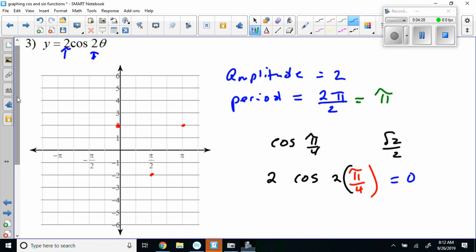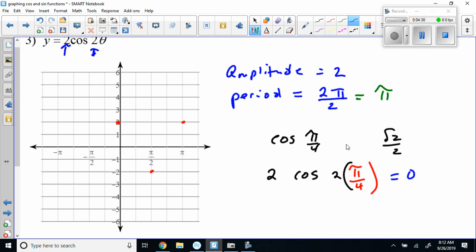Now, let me show you something. What is 2 times pi over 4? That's really pi over 2, right? 2 pi over 4 is pi over 2, correct? Okay, what's the cosine of pi over 2? Zero. What's 2 times 0? Okay.